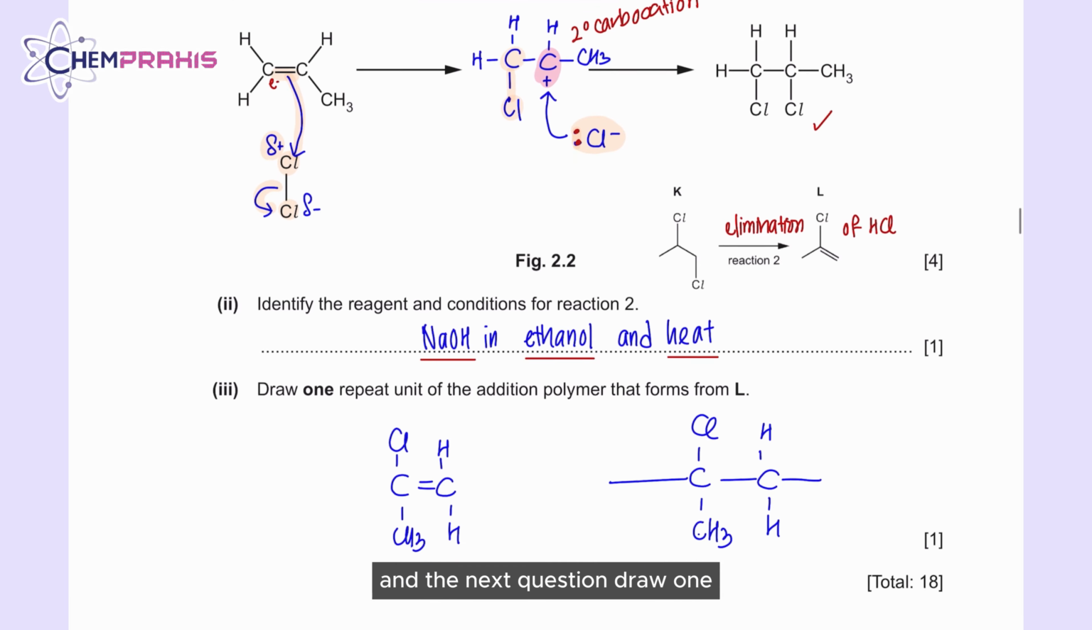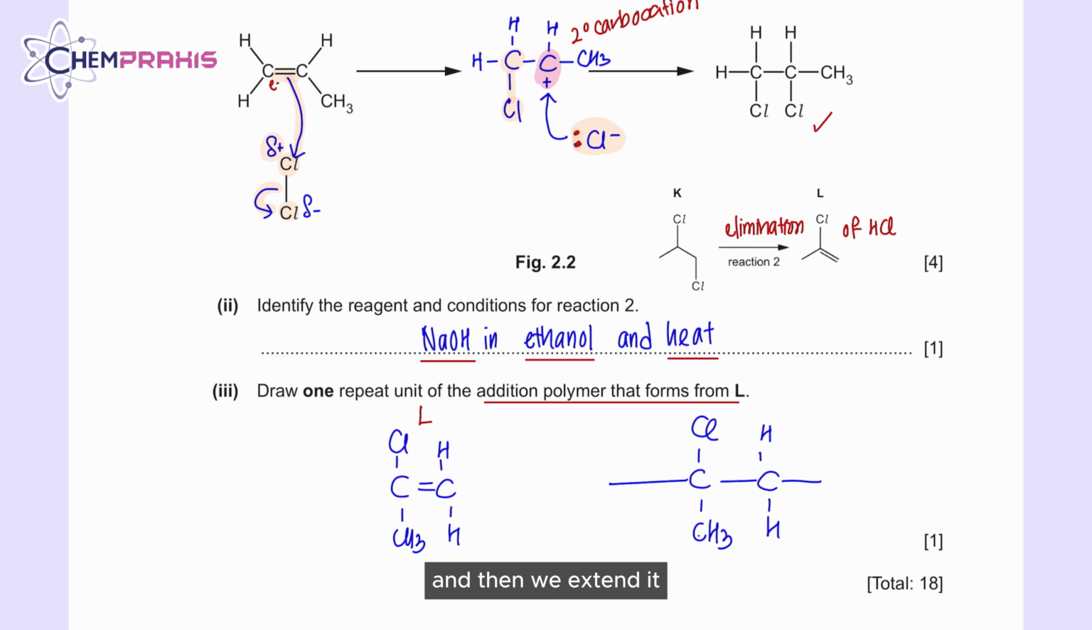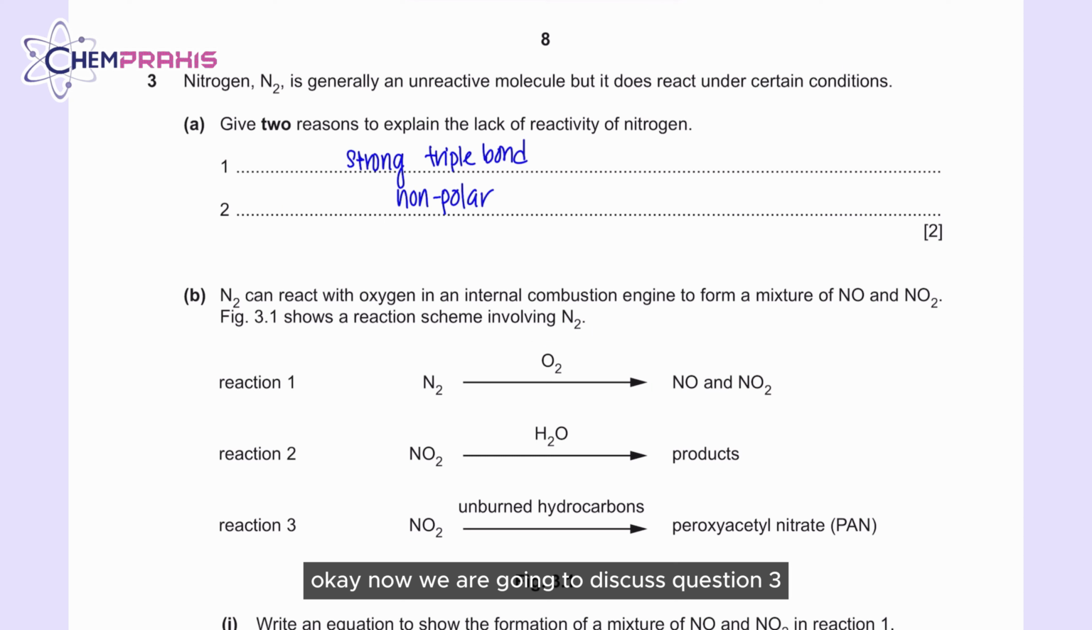And the next question, draw one repeat unit of the addition polymer that forms from L. This is L, and this is an addition polymerization. So we just need to break the double bond, and then we extend it, and this is the polymer structure for L. Okay, now we are going to discuss question 3.